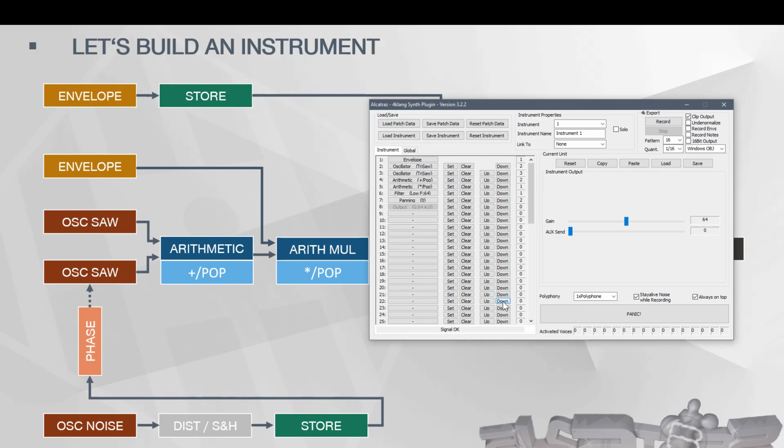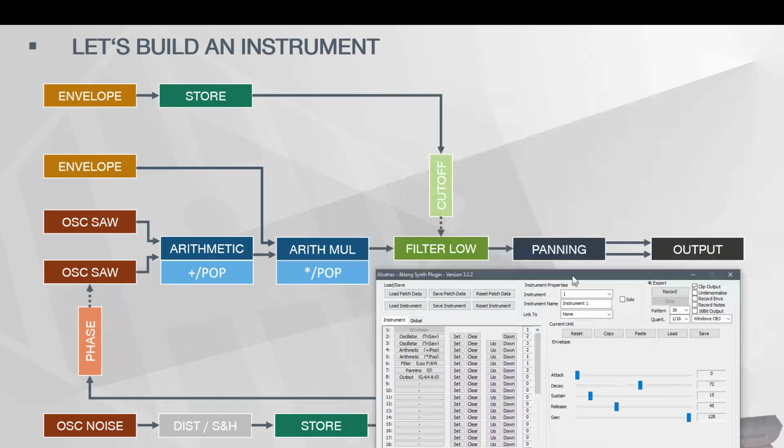We should already be able to hear something. Okay, so this doesn't sound very interesting. So we're going to adjust the oscillator, the envelope a little. Let's make something like this. The release can be. Okay, so at least the signal is working.